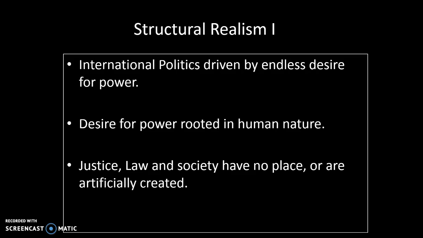So the idea, though, is that this desire for power is rooted in our human nature. We are built this way and we cannot escape it. So, following on from this, justice, law, society don't have a place in the international system, and if they do exist, they are not natural or organic. They are artificially created, so they are the creations of states.